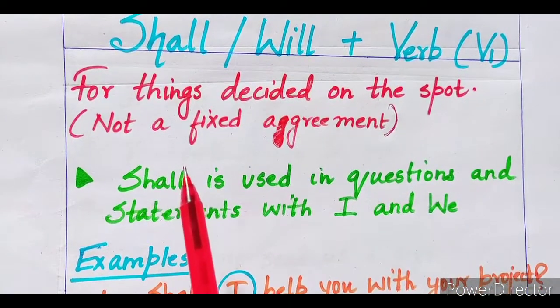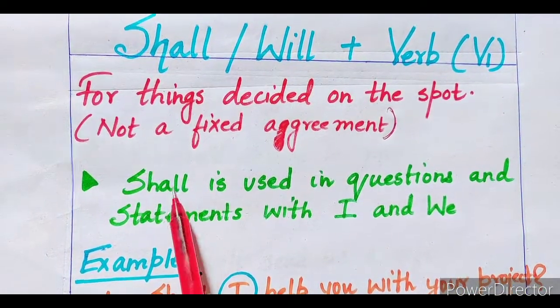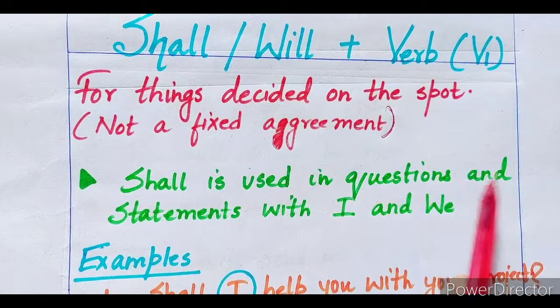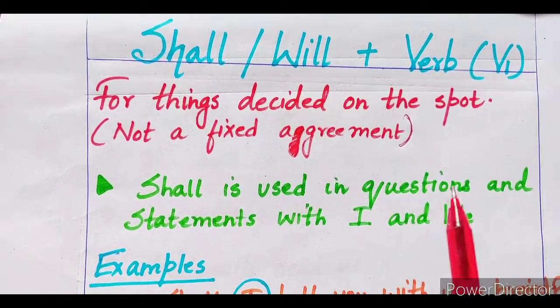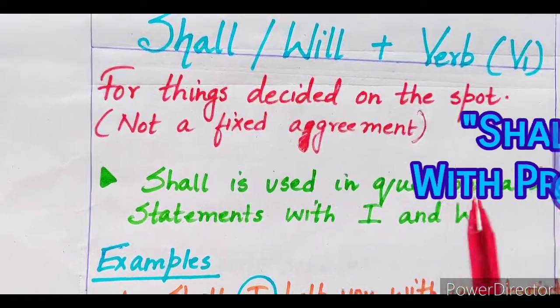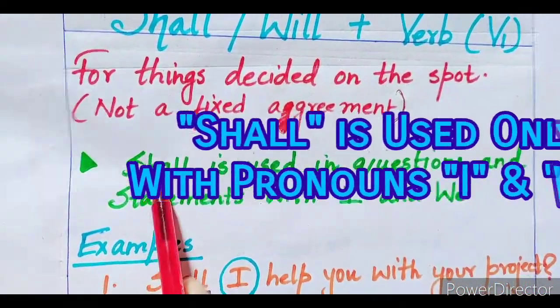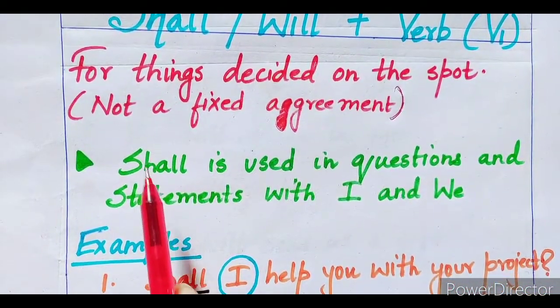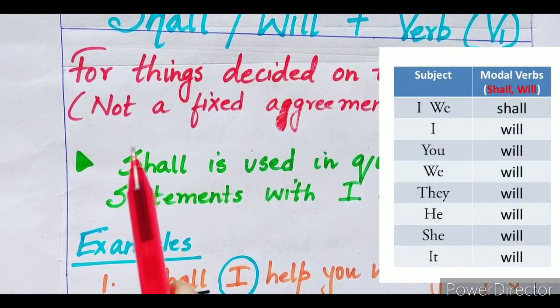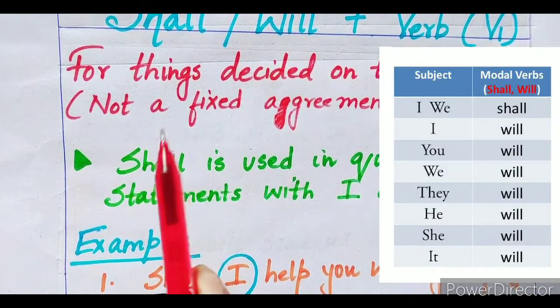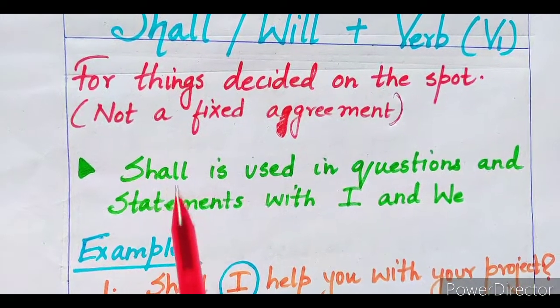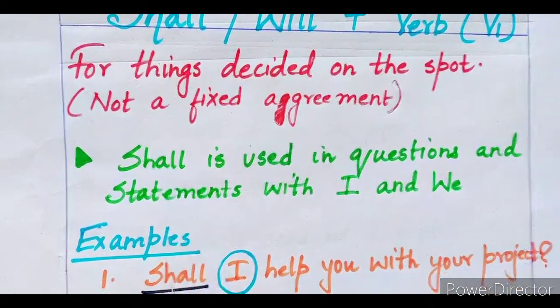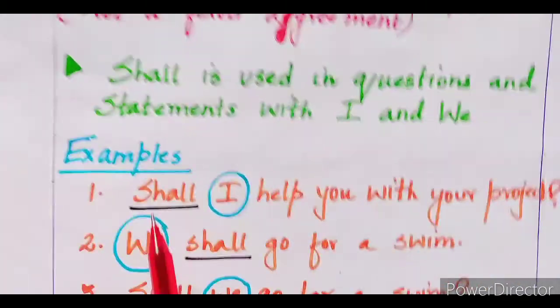Now one extra attention you have to pay for shall, because shall is used in questions and sometimes for statements only with I and we. That means for first person singular and plural only we are going to use shall. For second person singular and plural as well as for the third person singular and plural we won't be using shall, we will only use will. Okay, so you need to be a bit careful over here. Now let us see the examples.